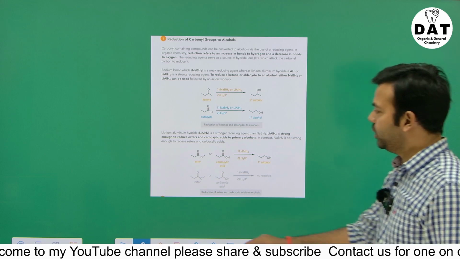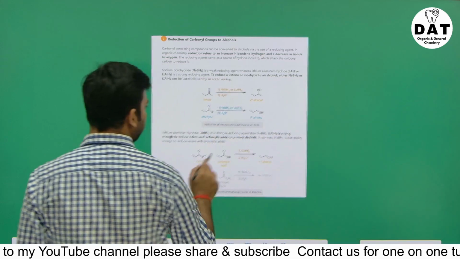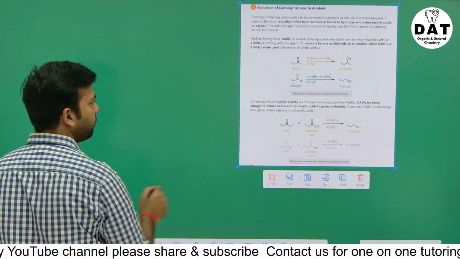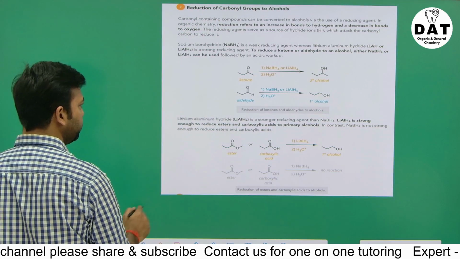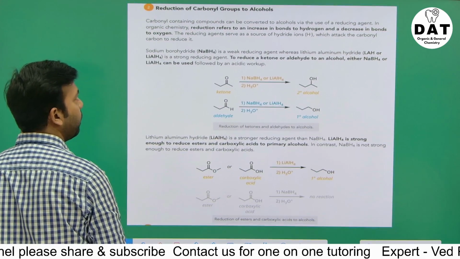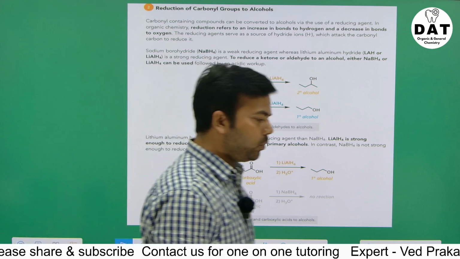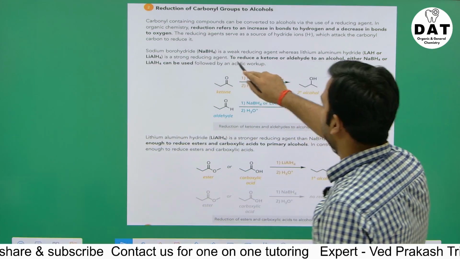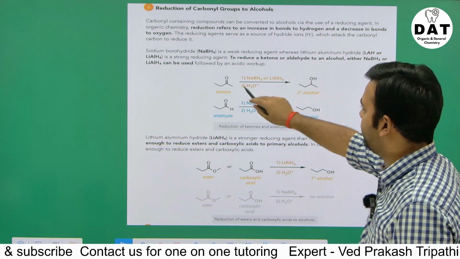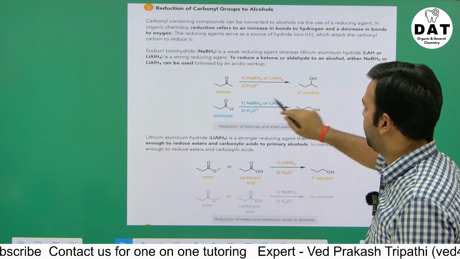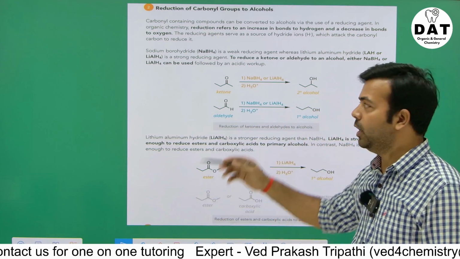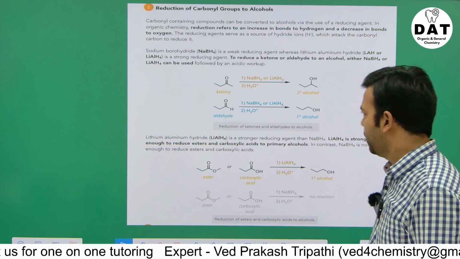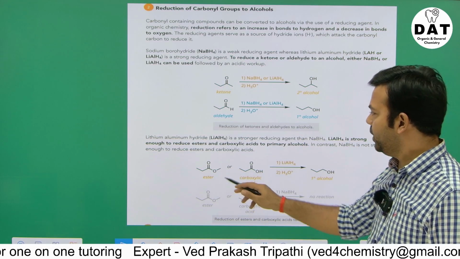Now look at this one. This is the reduction one. We have done this one as well. You can see here NaBH4 is a weak reducing agent. Ketone reduces into secondary alcohol and aldehyde reduces into primary alcohol, and we can use both LiAlH4 as well as NaBH4. And the next one is ester and carboxylic acid.